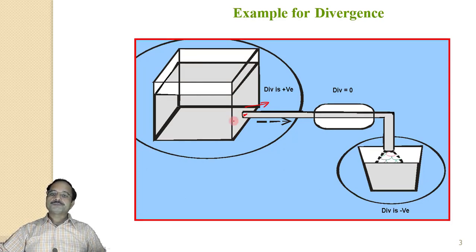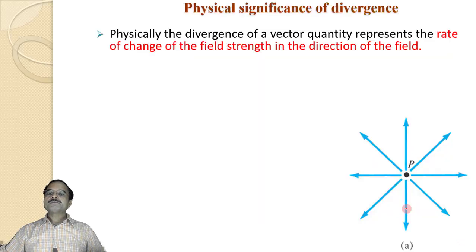Whereas if I consider this volume here, water is entering inside this volume, and an equal amount of water is leaving outside this volume. So the net flow is zero here. So that is the example of zero divergence. If I apply the same concept for this volume, then water is entering inside this volume. So the net flow of water is entering inside. So that's why the divergence is negative.